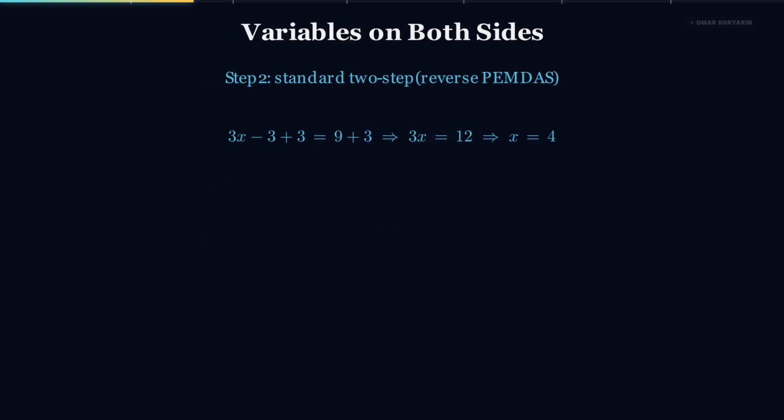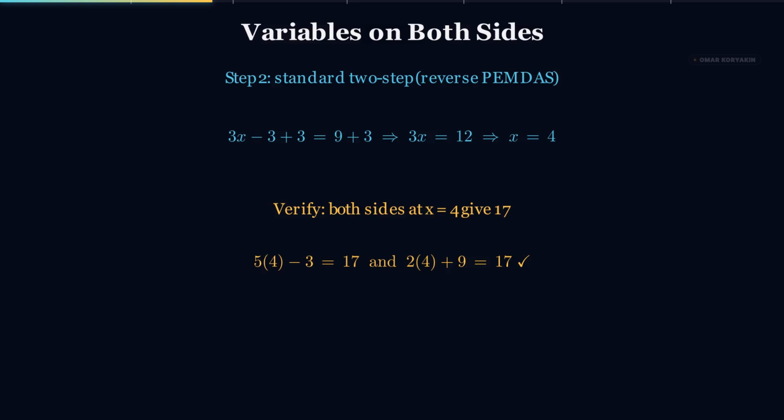Step 2. Subtract 2x from both sides. The left side becomes 5x minus 3 minus 2x, which combines to 3x minus 3. The right side becomes 2x plus 9 minus 2x, which simplifies to 9 because the 2x terms cancel. The equation has been reduced to 3x minus 3 equals 9, which is the standard two-step form from Lesson 2.